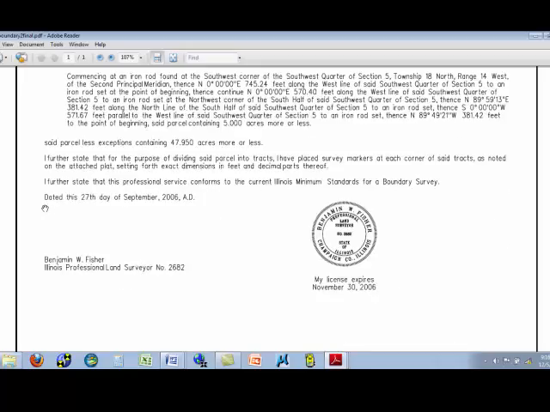The relationship between legal description and plat, I think, is very clear when you can trace the legal description on the plat itself. And hopefully, this particular example has shed some light on that for you.